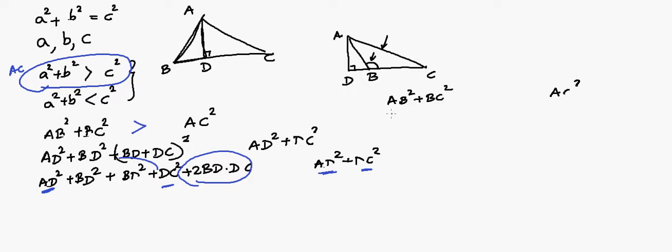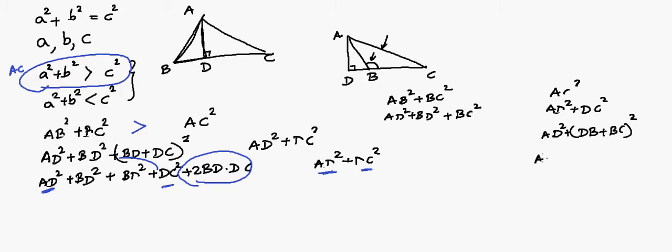So AB square, we can write as AD square plus BD square, and BC square we can write as just BC square, and AC square we can write as AD square plus DC square. And further we can expand DC as DB plus BC, the whole square, and along with that we have AD square.